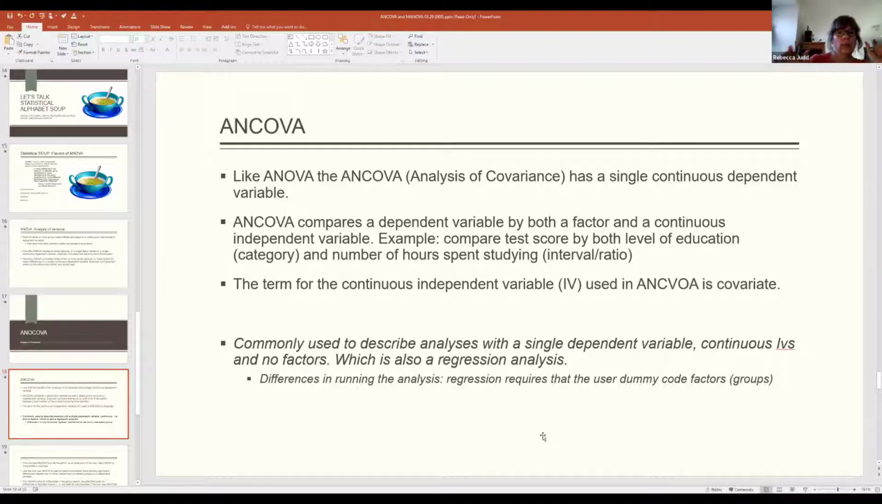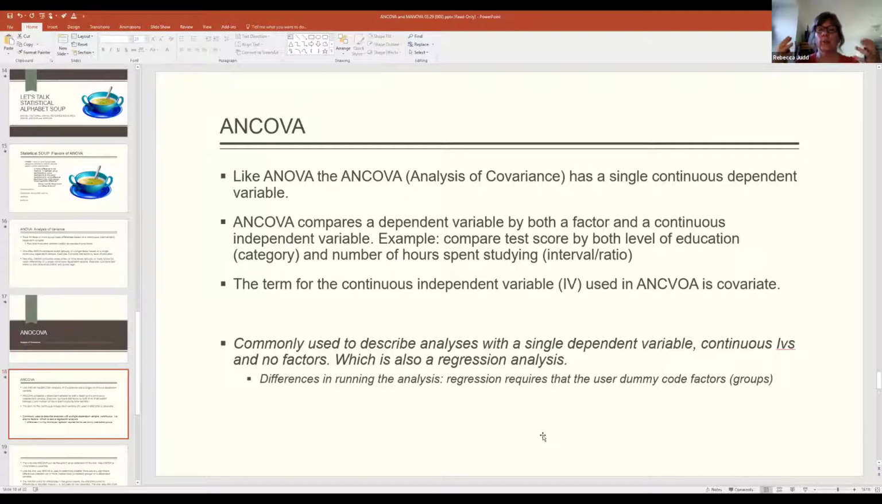The term for the continuous independent variable used in the ANCOVA is a covariate. And what you're actually doing here is you're controlling for additional influence. So we know that test scores may be impacted by level of education, because if you give somebody a test that is at 8th grade level and they're in 5th grade, they're not going to do well on it. But we also know test scores can be impacted by the numbers of hours spent studying. So what we're trying to do with the ANCOVA is we're trying to account for both of those, or the interaction of both of those, okay?